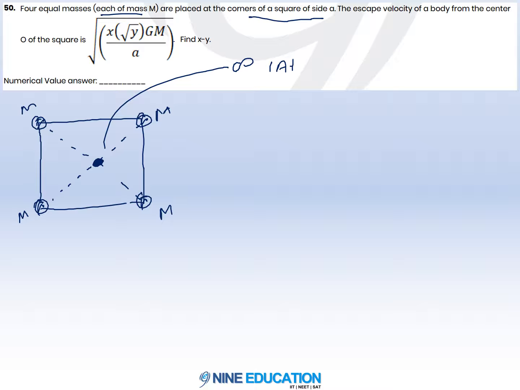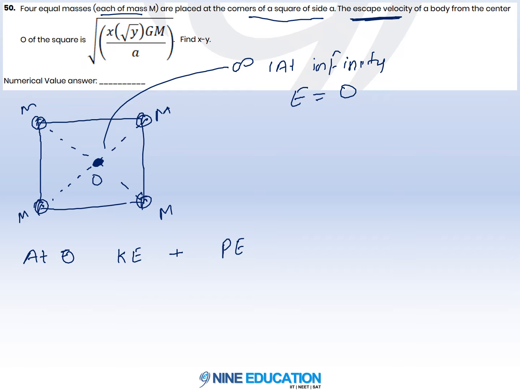So at infinity we are assuming kinetic energy is also zero, because we need escape velocity, minimum velocity. So total energy is 0. Now the question is, what is the energy when the particle is at point O? So at O, it is having kinetic energy plus gravitational potential energy. So suppose we give E initial as half mv square.